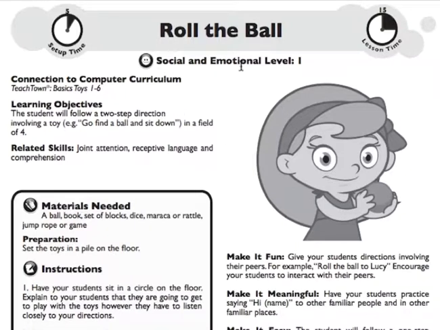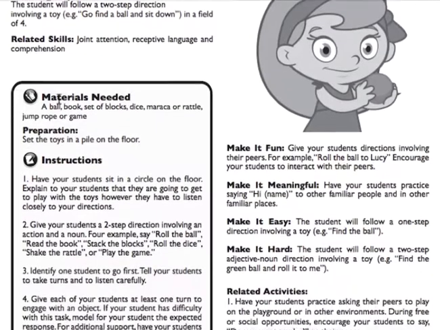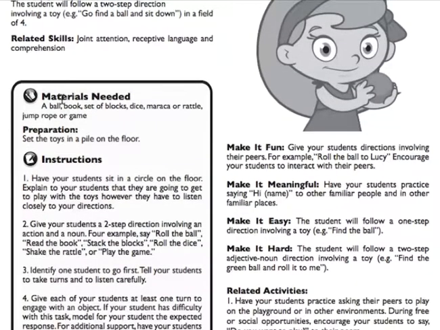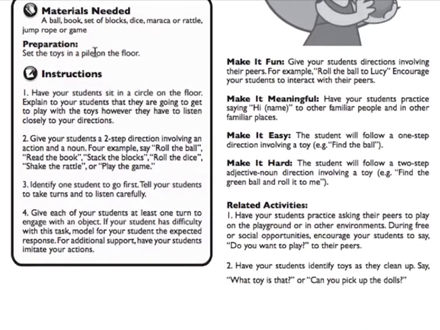It will tell you that it's part of the social emotional domain. You will see which lesson it is associated with in the computer. This one is Basics Toys 1 to 6. You'll have a learning objective that will tie back to the goal that you're going to see in the data tool. And it's going to tell you any related skills that are required or will be worked on actually in this particular lesson. Here you will see a list of materials that you'll need to gather and what will need to be done to prepare for this lesson.